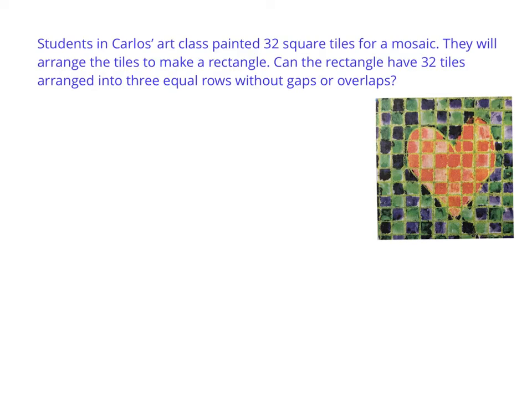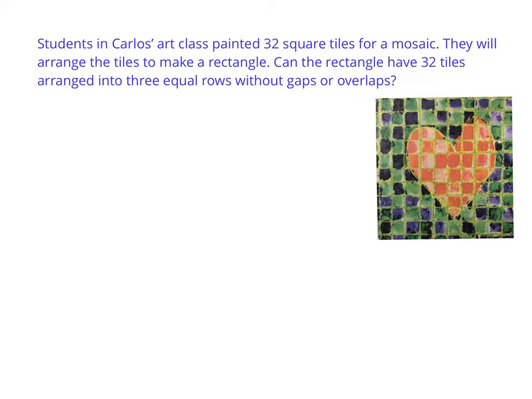Let's look at the following problem. Students in Carlos's art class painted 32 square tiles for a mosaic. And this is the mosaic right here. They will arrange the tiles to make a rectangle. Can the rectangle have 32 tiles arranged into 3 equal rows without gaps or overlaps?